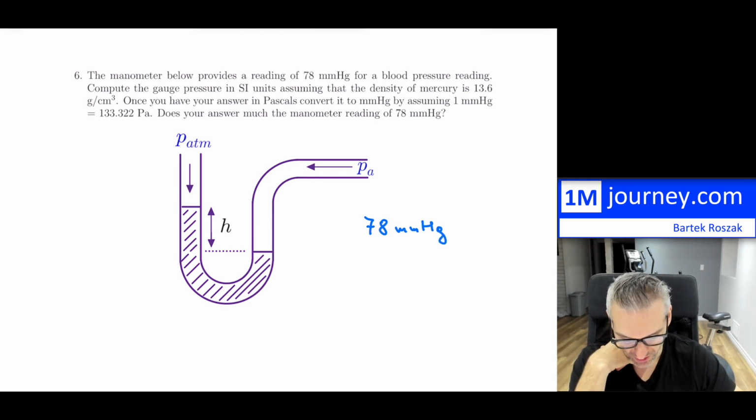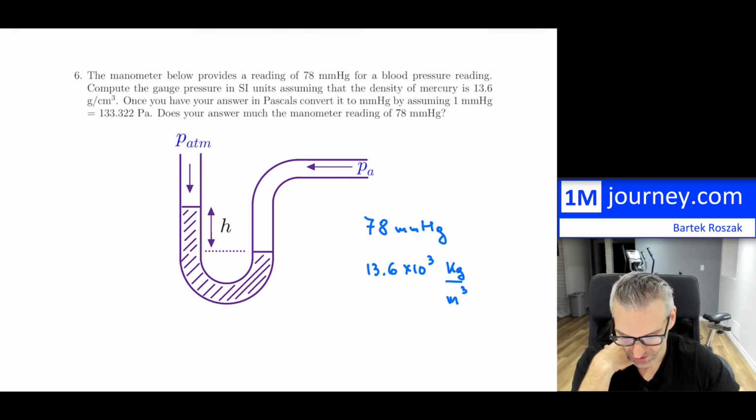Compute the gauge pressure in SI units, assuming that the density of mercury is 13.6 grams per centimeter cubed. That's the same thing as 13.6 times 10 to the 3 kilograms per meter cubed. So that's just density conversions. Now, once you have your answer in pascals, convert it to millimeters of mercury by assuming 1 millimeter of mercury is equal to 133.322 pascals. So that's just the unit conversions. Does your answer match the manometer reading of 78 millimeters?